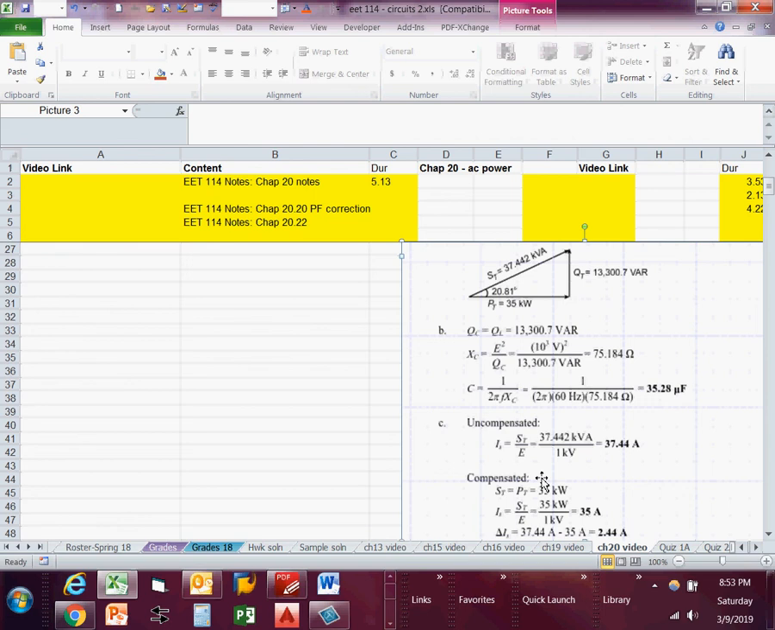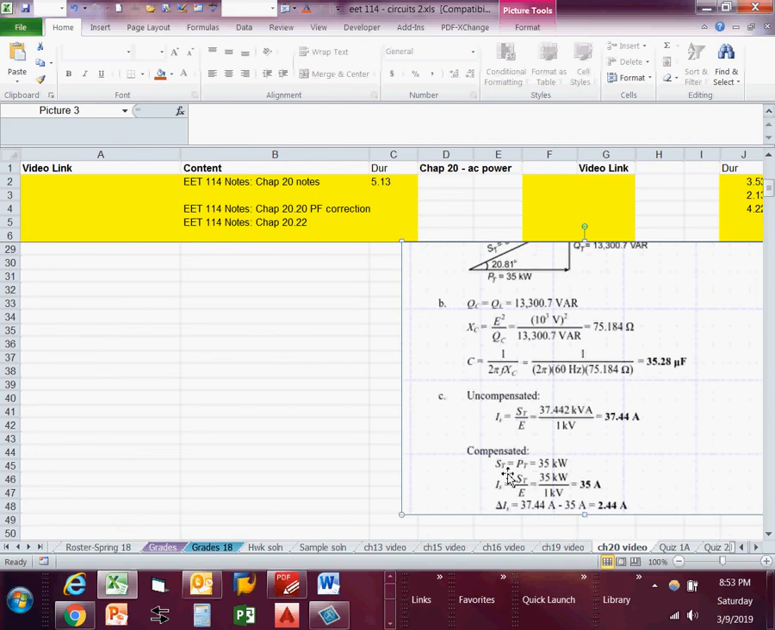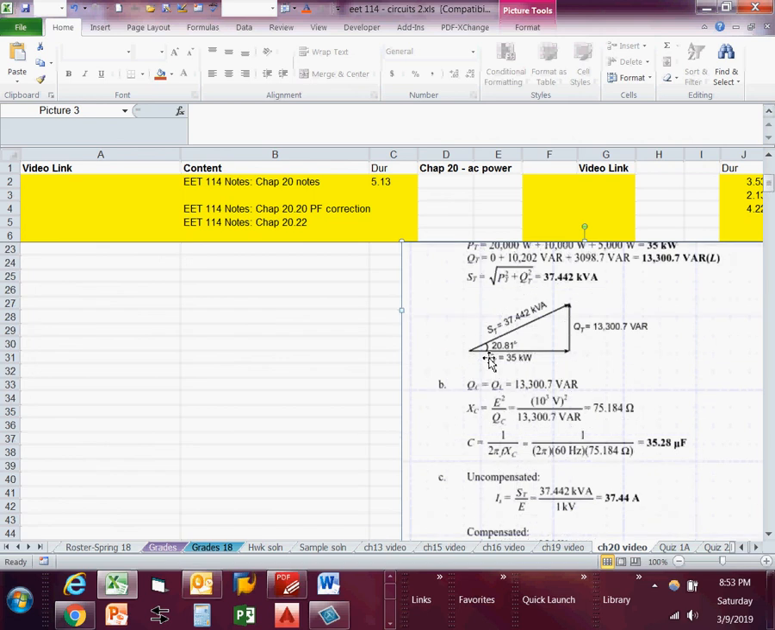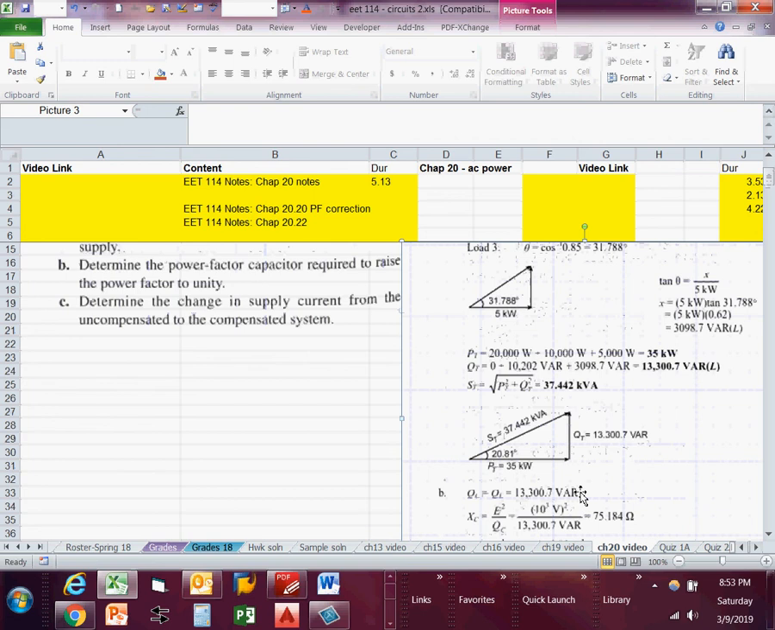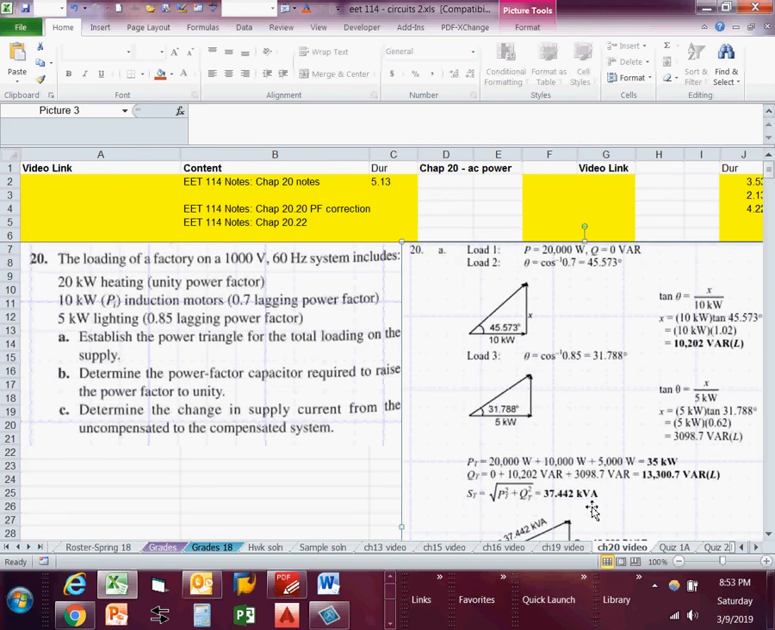In the compensated system, S sub t equals P sub t equals 35 kilowatts, which we were given here. So I sub S again equals S sub t divided by E equals 35 kilowatts divided by 1 kV equals only 35 amps. So the delta current, the current went down from 37.44 to 35, saving 2.44 amps. So you can see how over time that would add up and save money.